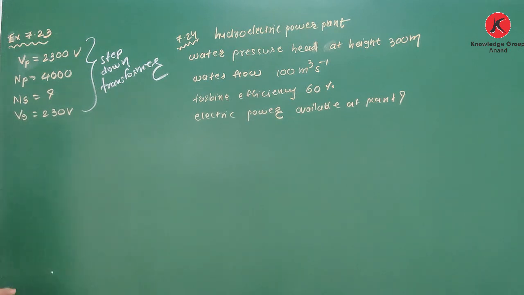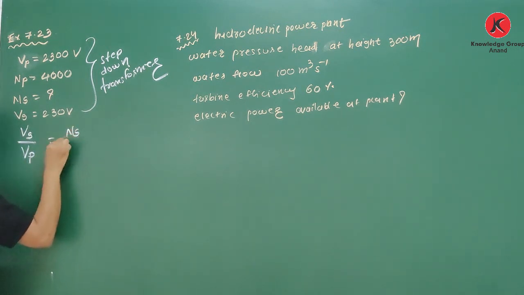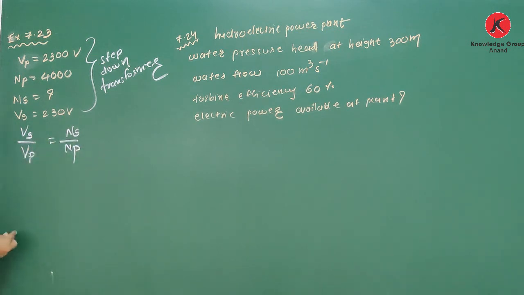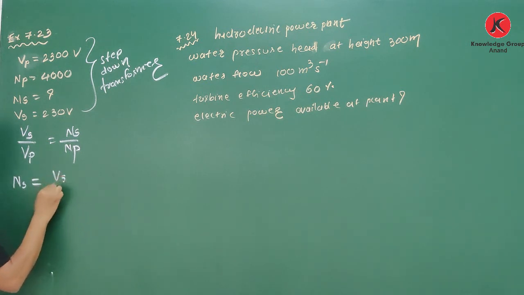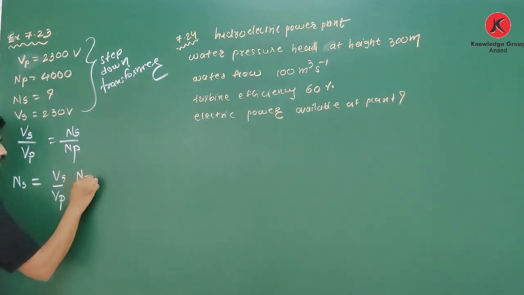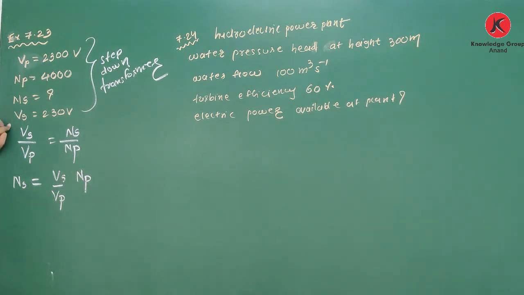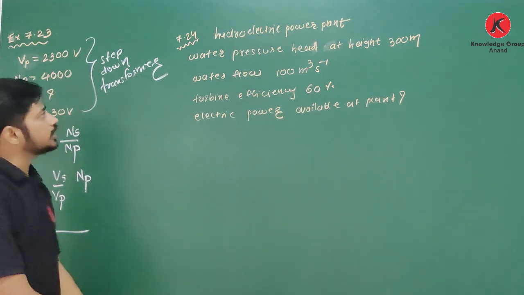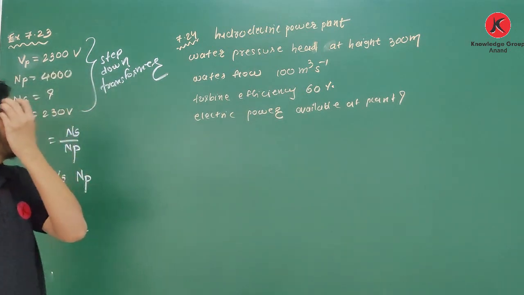It is a very good question, easy, and its equation is Vs upon Vp is equal to Ns upon Np. So make Ns the subject. So Ns is equal to Vs Vp, and you are given Vs, you are given Vp, and you can easily calculate the number of turns. And as it is a step down transformer, Ns will be smaller than Np. Clear? Okay.